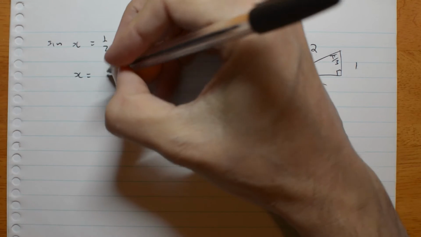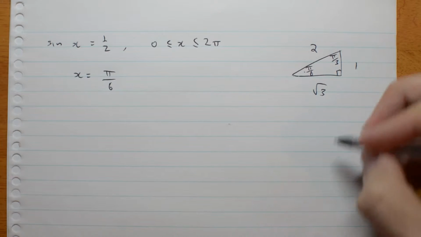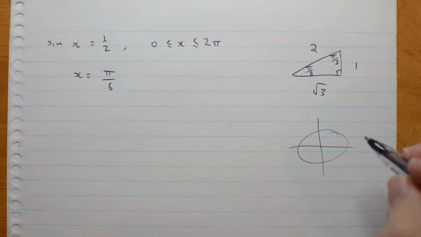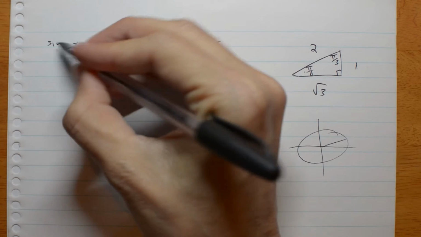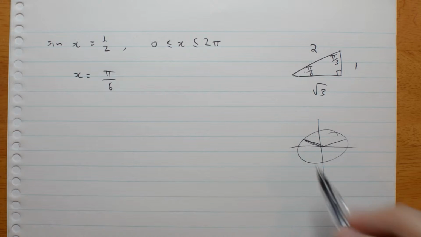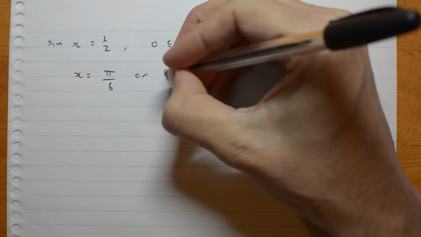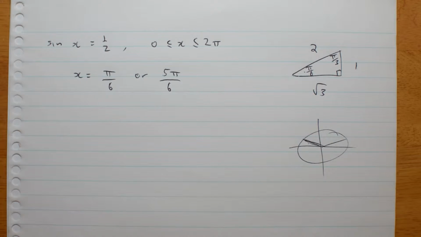So that means x is pi on 6, but there's another option as well. So in my unit circle, pi on 6 is here. I'm talking about sine, which is my y value, so the other one's over here. It's pi minus pi on 6, so it's 5 pi on 6. So those are the two possible values. Let's try another one.